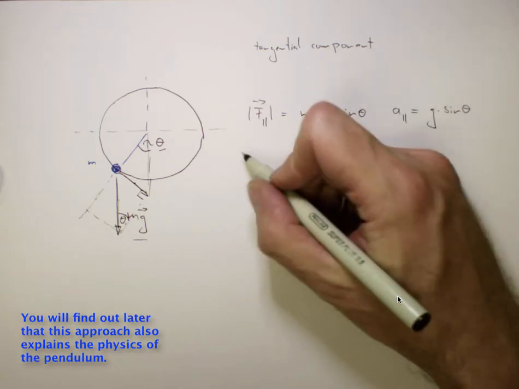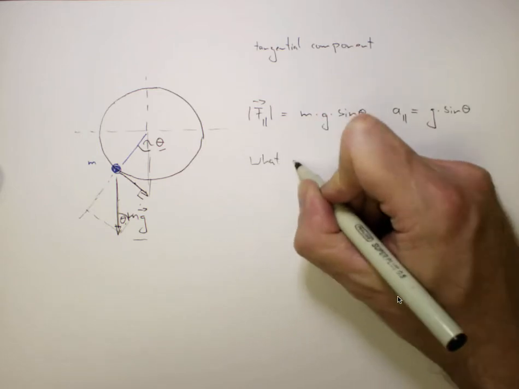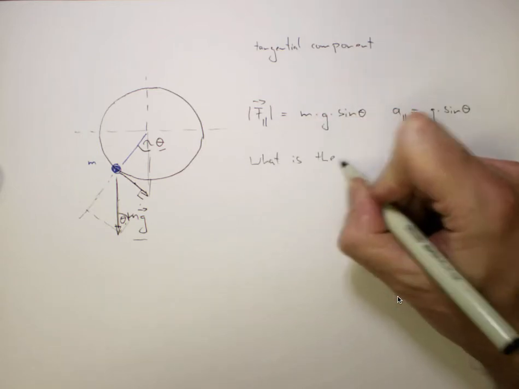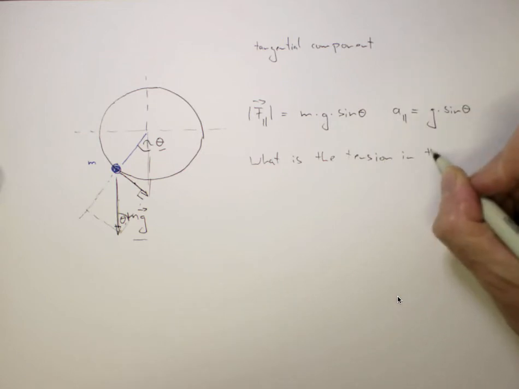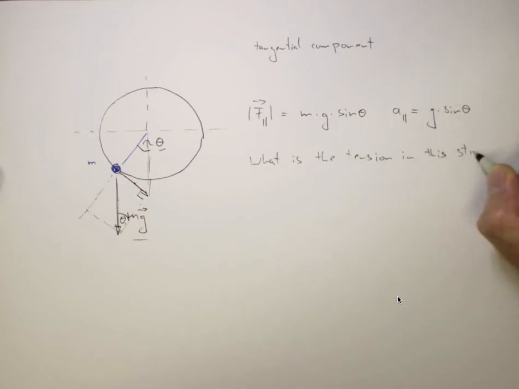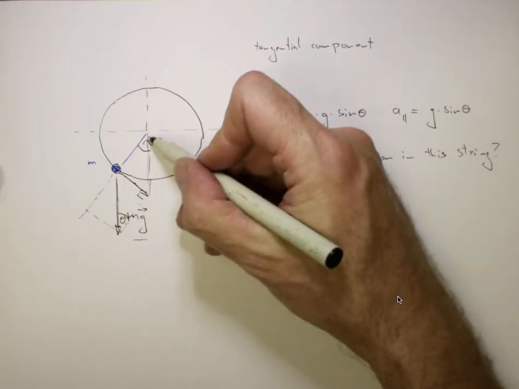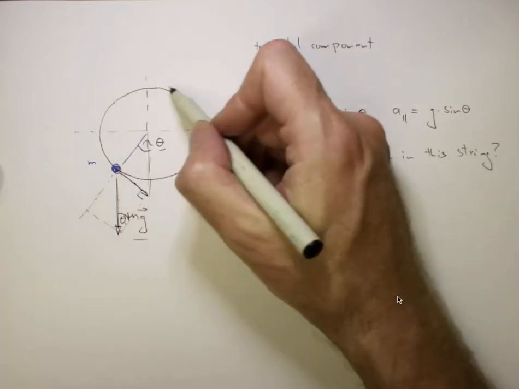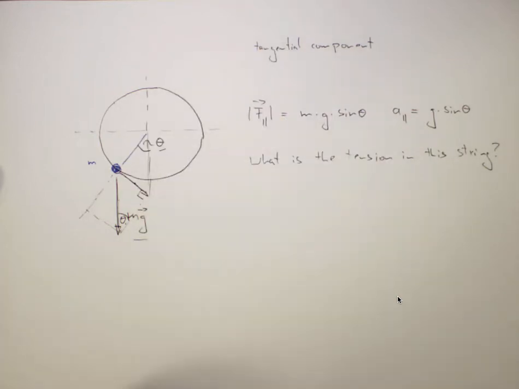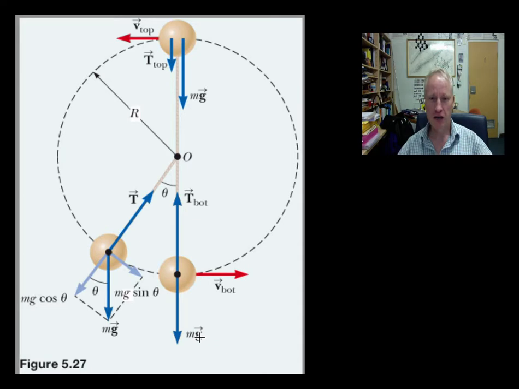Now, what is then the tension in the string? What is the tension in this string? That will vary as well, because the weight will add to it, and the weight will reduce the tension. At the top it will reduce the tension, at the bottom it will add to the tension. This diagram from the textbook nicely illustrates the forces that are acting on the ball for three different positions.